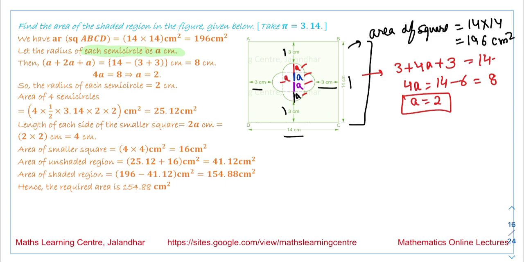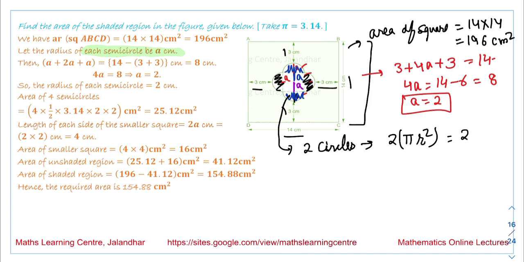So for these semicircles, this one and this one will form one circle. The upper semicircle and this semicircle will form another circle. So how many circles do we have? We have a total of 2 circles. So the area of these 2 circles will be 2 times pi r square, that is equal to 2 into 22 by 7 into 2 square.